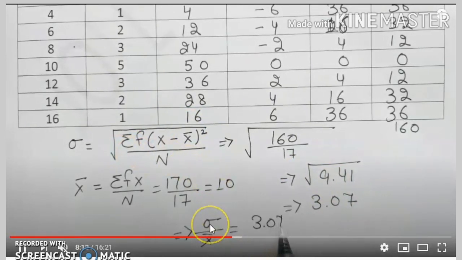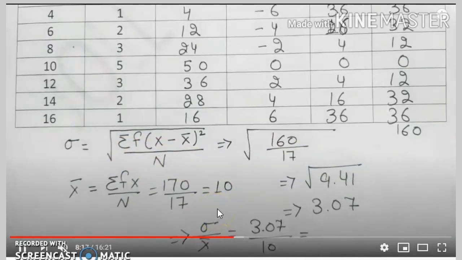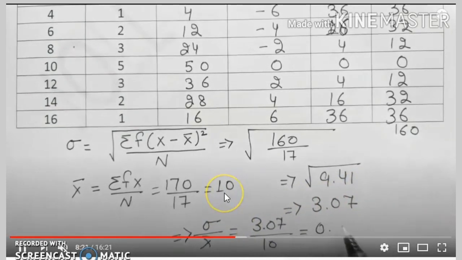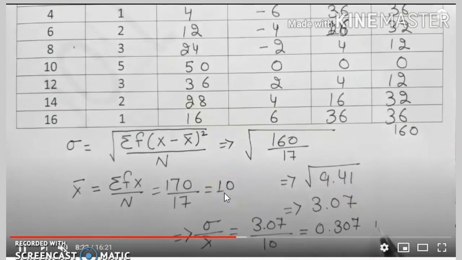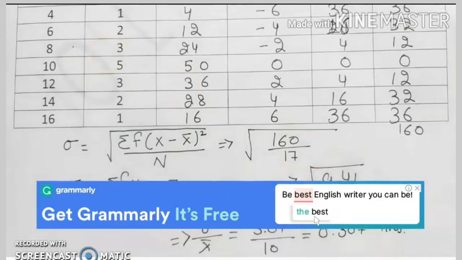Then we have to find the coefficient also. So that is sigma divided by x bar. So 3.07 divided by this 10. So it will be 0.307 is the coefficient. So hope you understood.